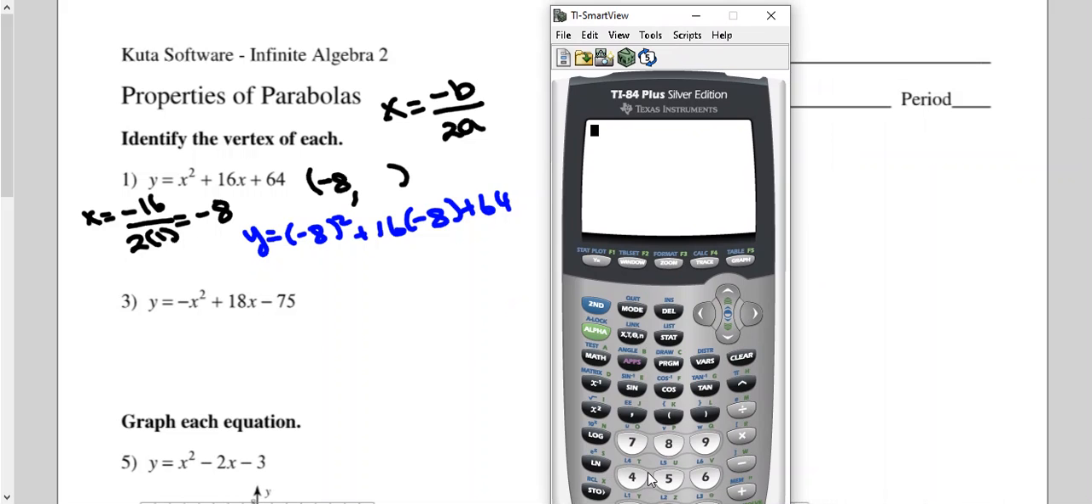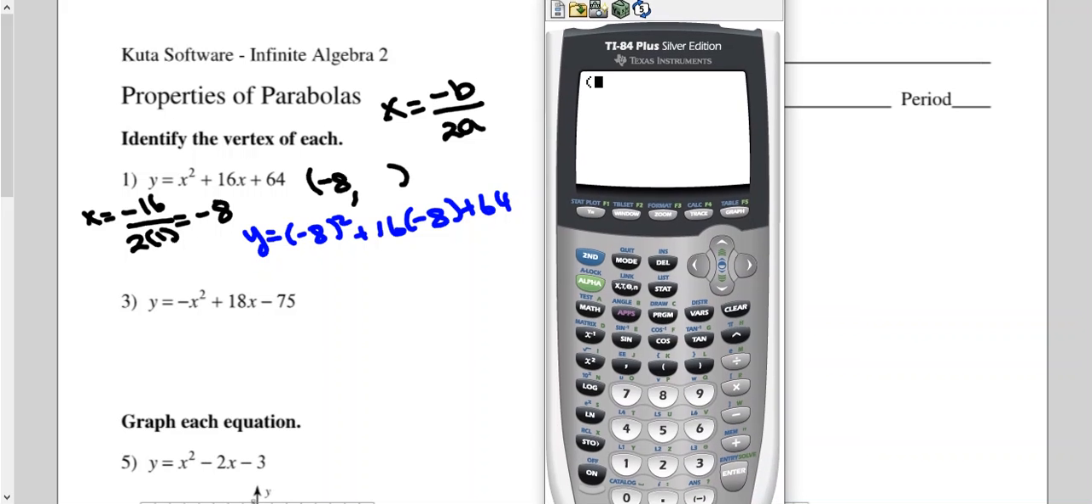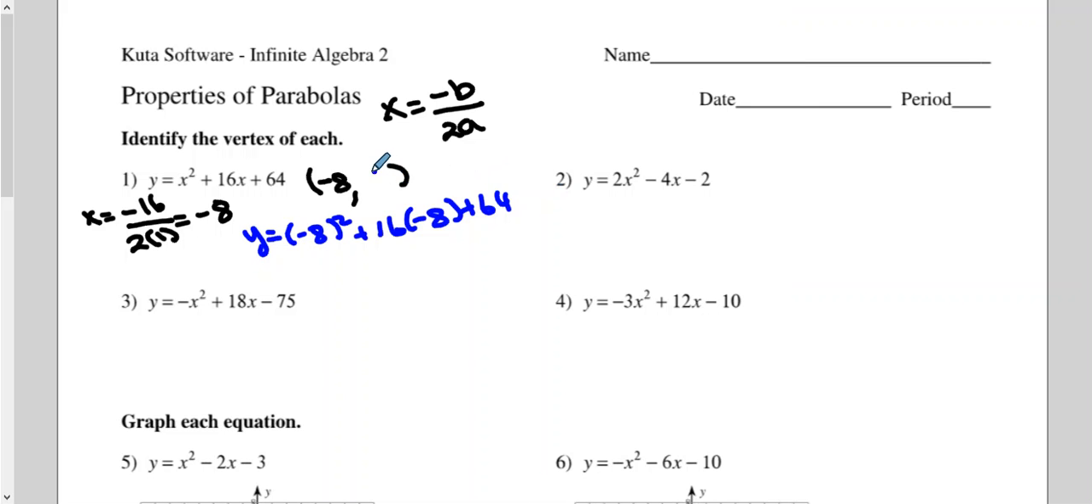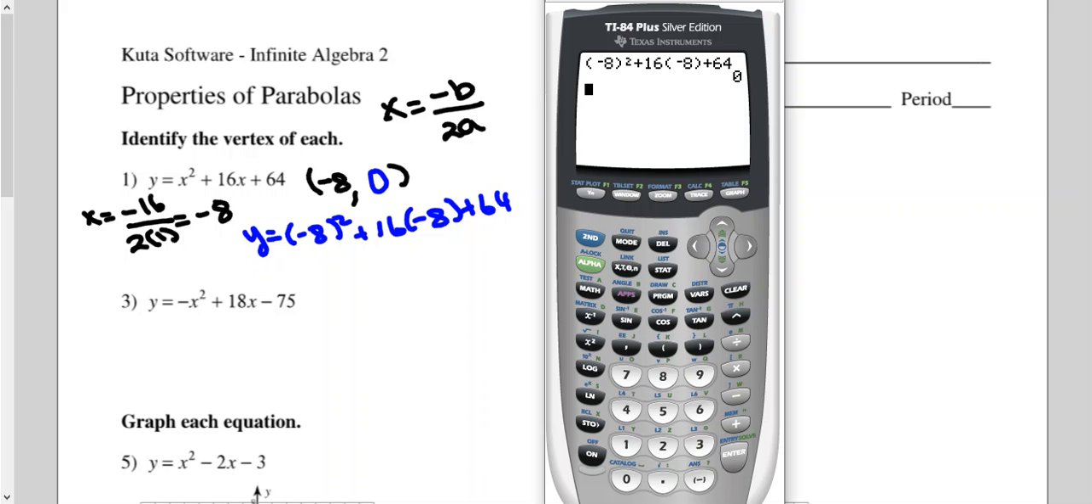Okay, so you have here parentheses negative 8 squared plus 16 times negative 8 plus 64, which is 0. So that is my y-coordinate. Okay, so negative 8, 0 is my vertex. And I can confirm it by graphing it for you.